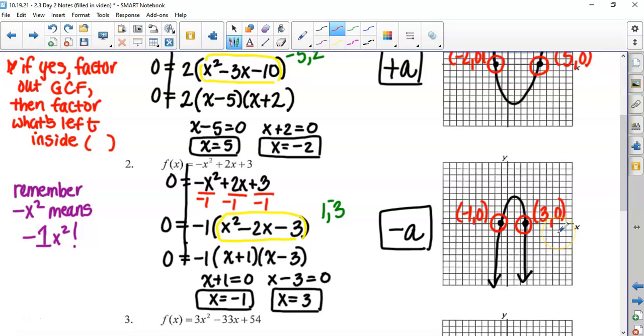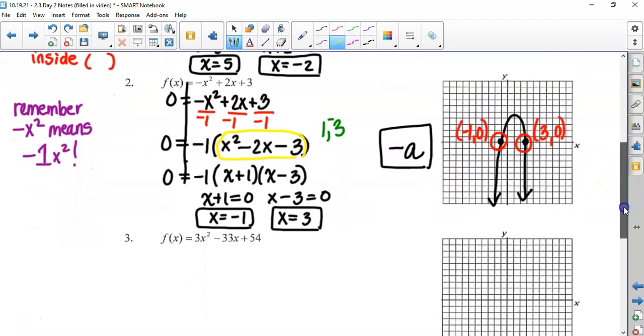Could we technically go find the vertex? Yes. Could we technically go find the y-intercept? Yes. Could we make a table? Yes. But that's not our focus today. The focus is realizing the power of factoring and its connection to finding our x-intercepts. So once you plot your intercepts and use the sign of a to determine, does it open down or does it open up? That's as far as we're going with today's learning.